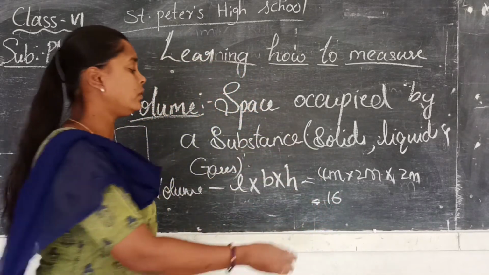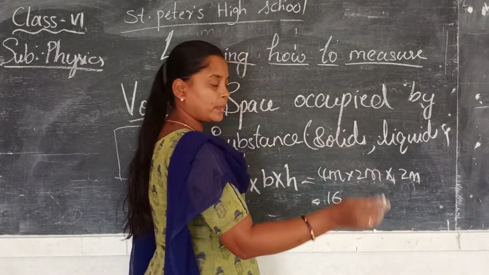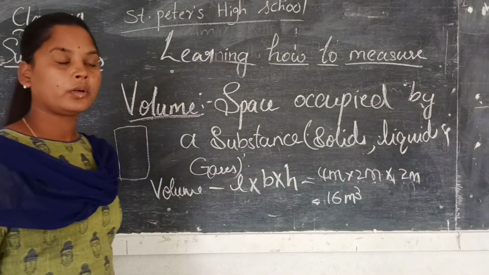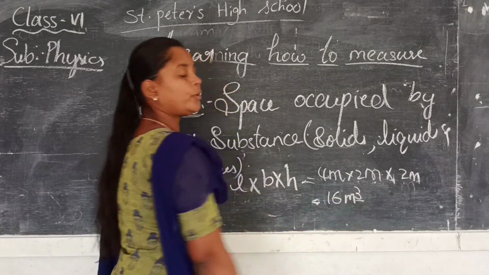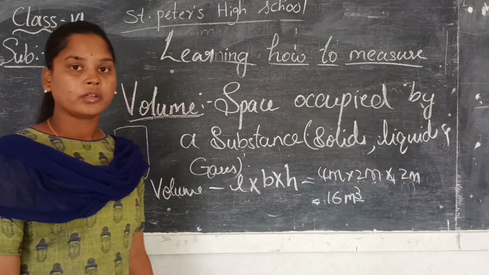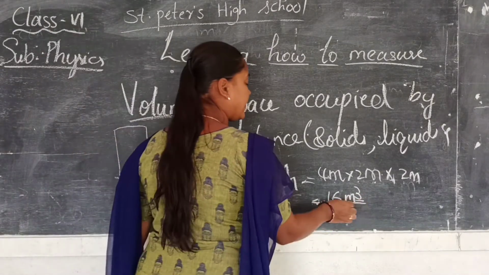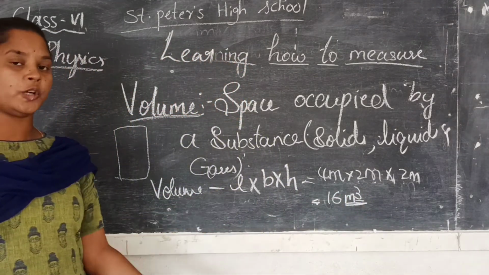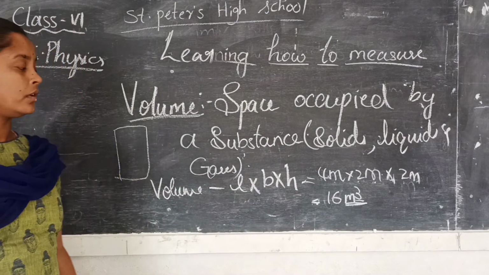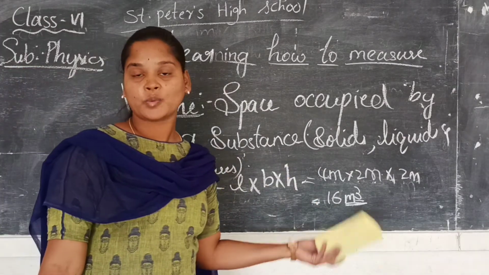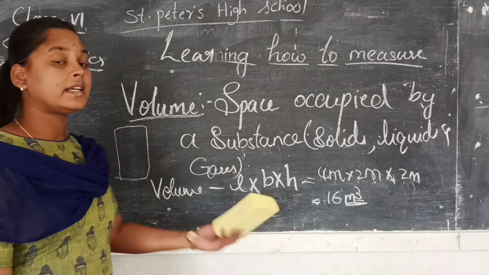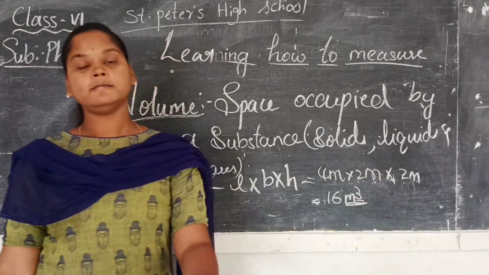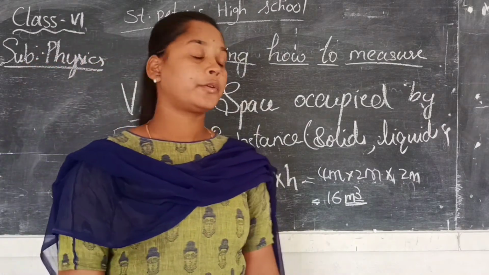What are the units now? Meter into meter, meter square. Meter square into meter again, meter cube. This 3 is called cube, 2 means square, 3 means cube. So volume is written as meter cube. Volume is measured in meter cube, centimeter cube or millimeter cube. Area is written as the square of the units, whereas volume is written as the cube of the units.